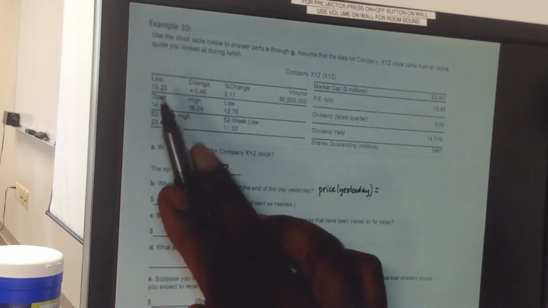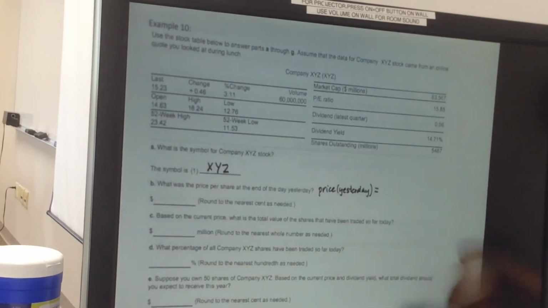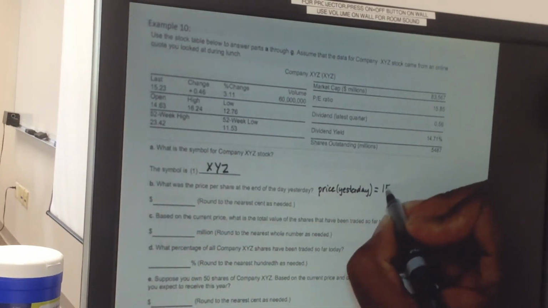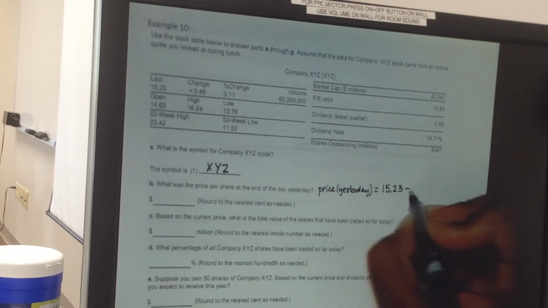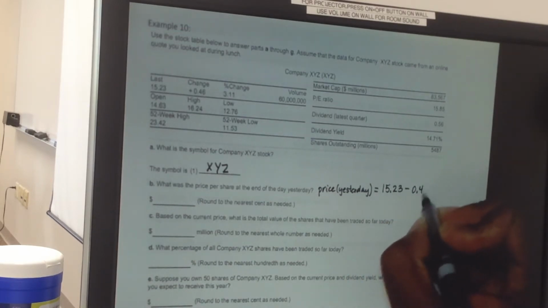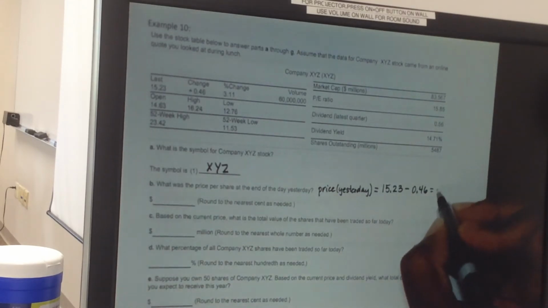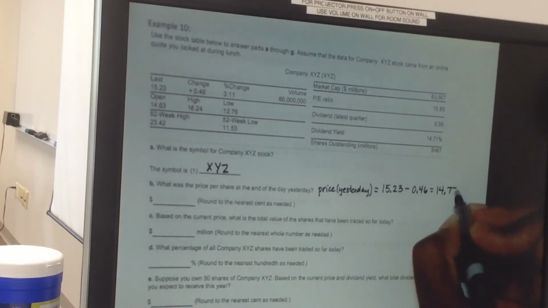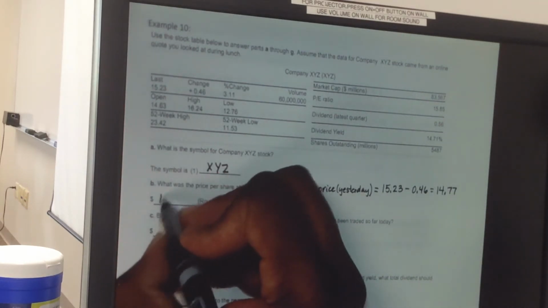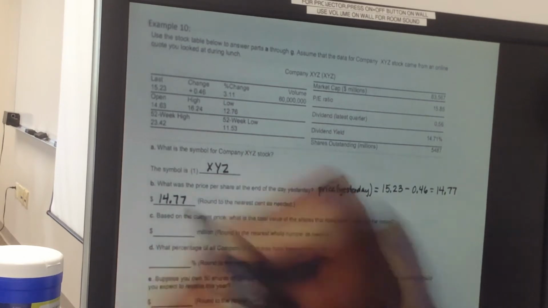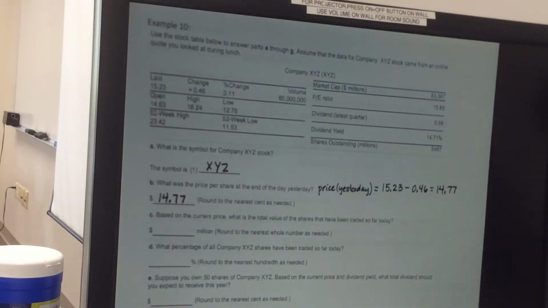So we're going to take $15.23 and we need to subtract 46 cents, or 0.46. And this will give us $14.77. That represents the price per share at the end of the day yesterday.